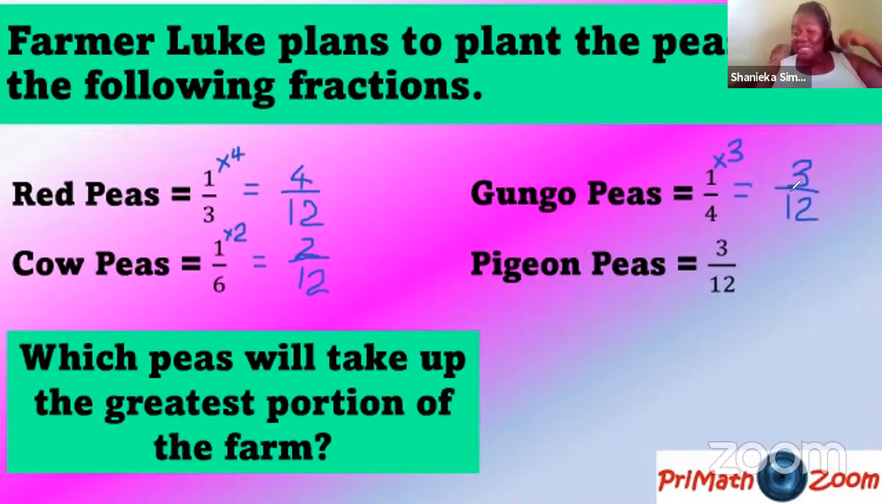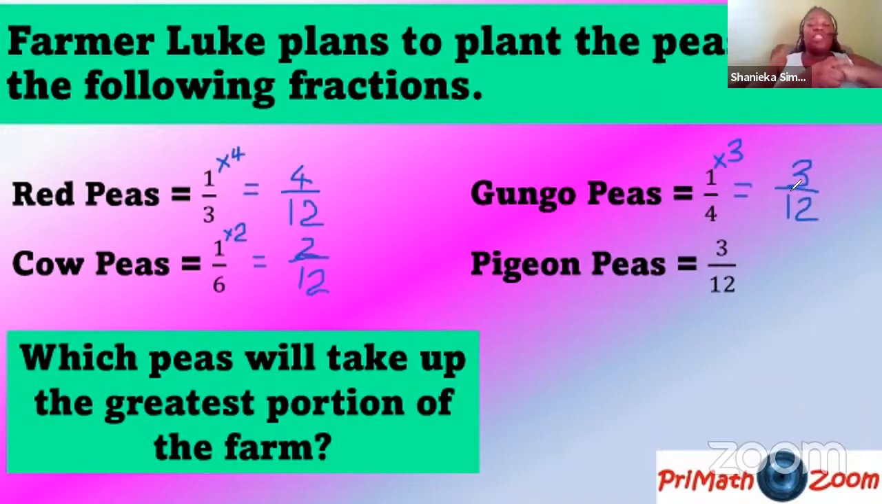Well, you see, pigeon peas, I don't know if a lot of you know the pigeon peas, because I'm not even sure if I know it either. But the pigeon peas is 3 12s. We don't need to trouble that. So for the pigeon peas, we will have 3 12s.